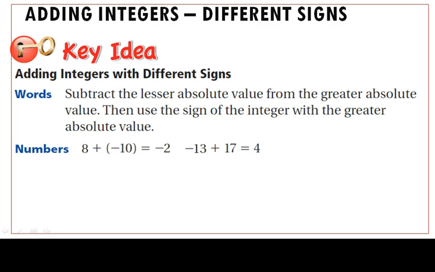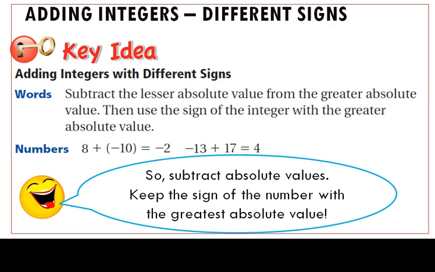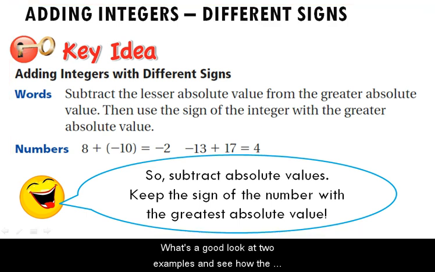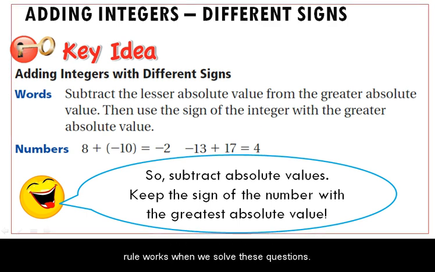Hello again. So, after copying these notes, do you think you can follow a trick? Let's see. All we have to do is subtract these values from each other if the signs are opposite, and just keep the sign of the number with the greatest absolute value. In other words, subtract them if the signs are different, and whichever number looked bigger, use that sign as your final answer. Let's take a look at 2 examples and see how the rule works when we solve these questions.